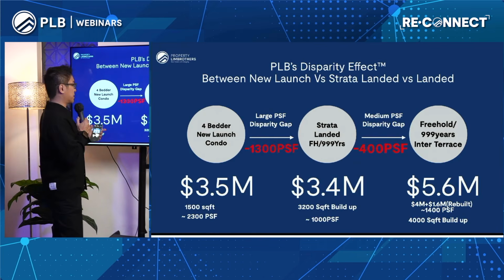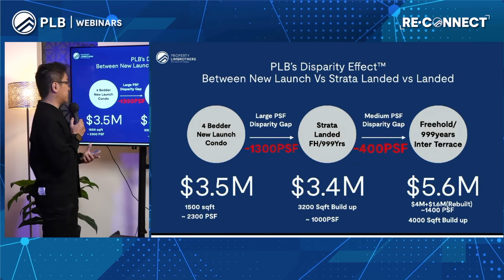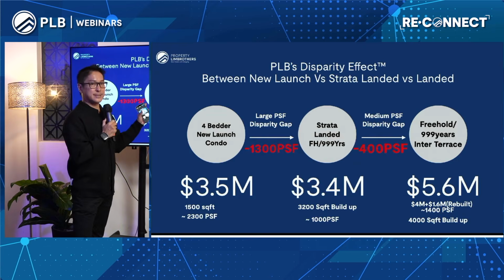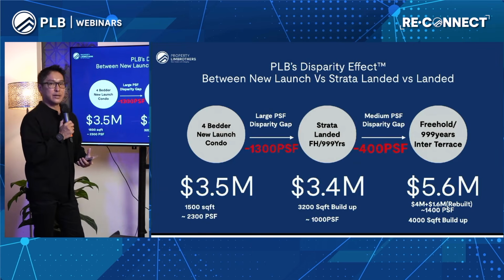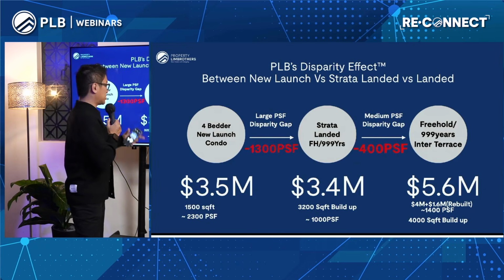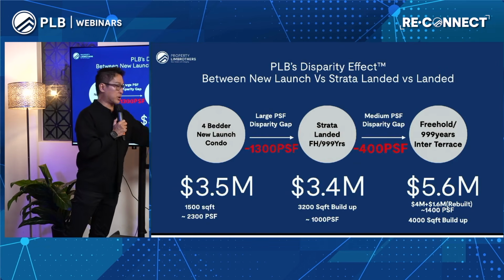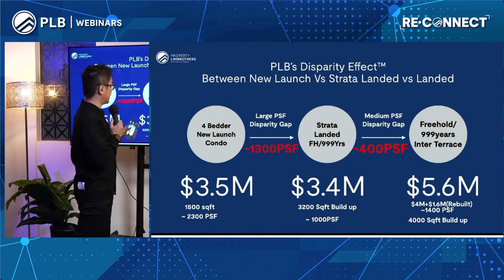Of course, it's now because of the changes in sizes, the quantum becomes more palatable. And of course, there's also this sector, which is the strata landed. Strata landed presents an opportunity, perhaps at this present moment, because of the price difference between actual landed, freehold, which we call full landed, and also the strata landed.